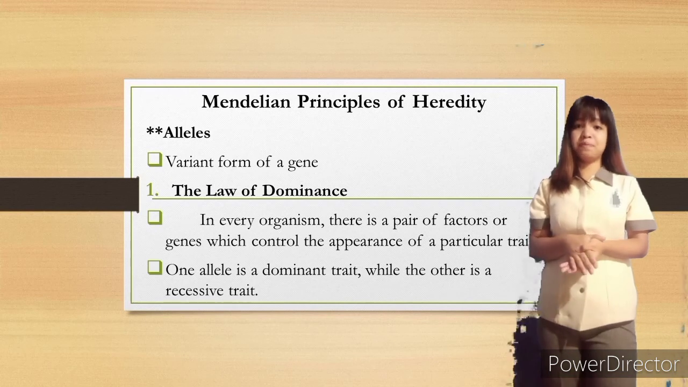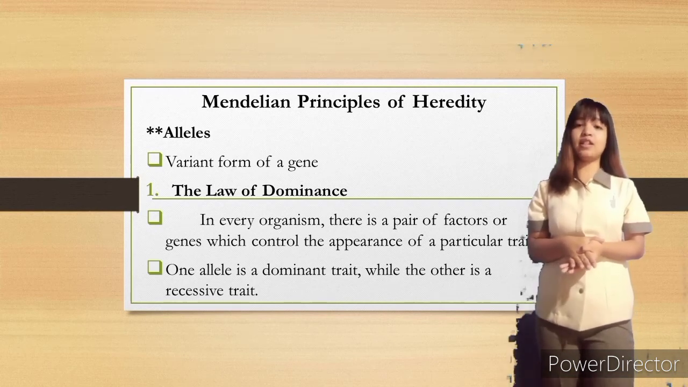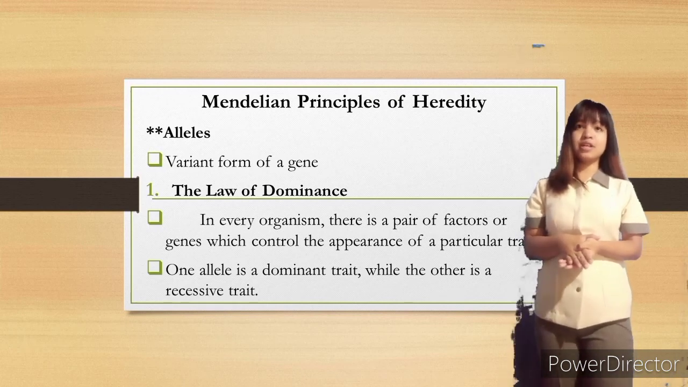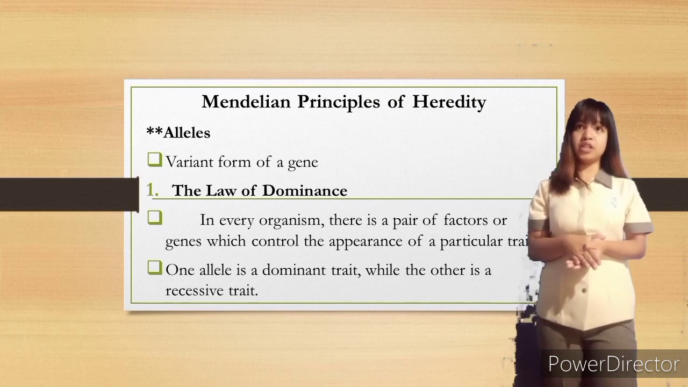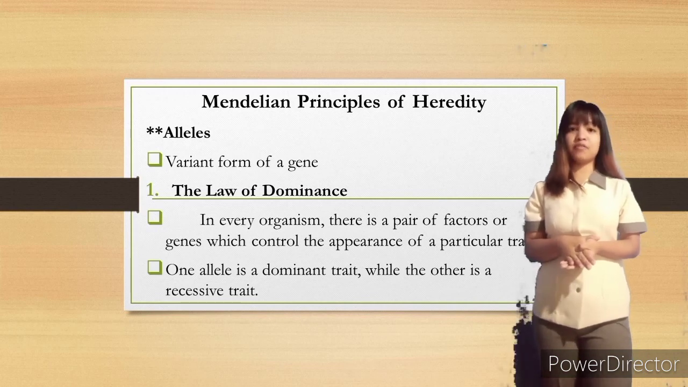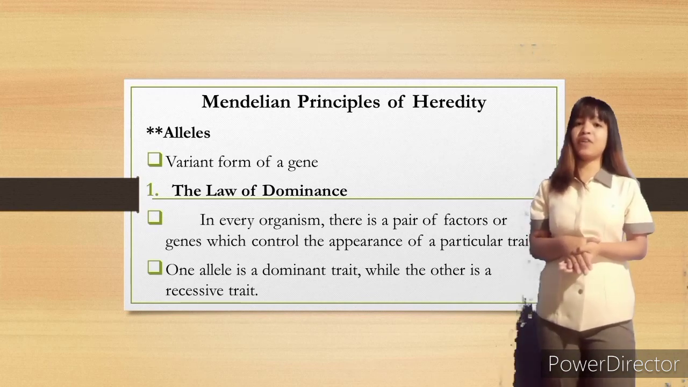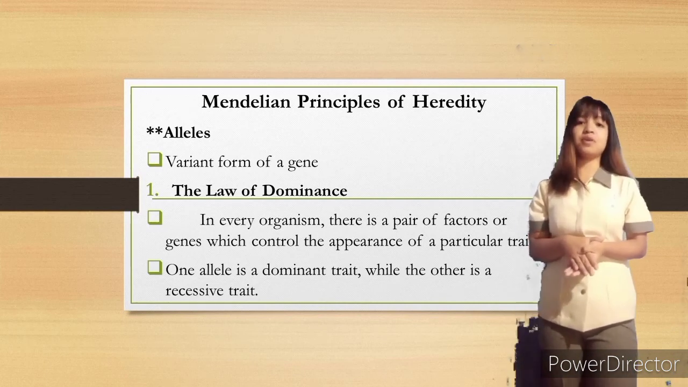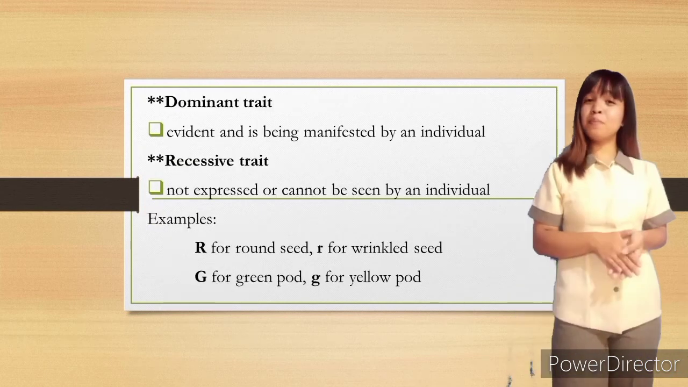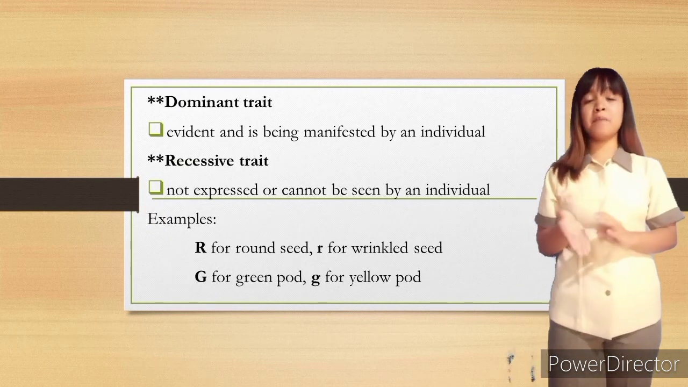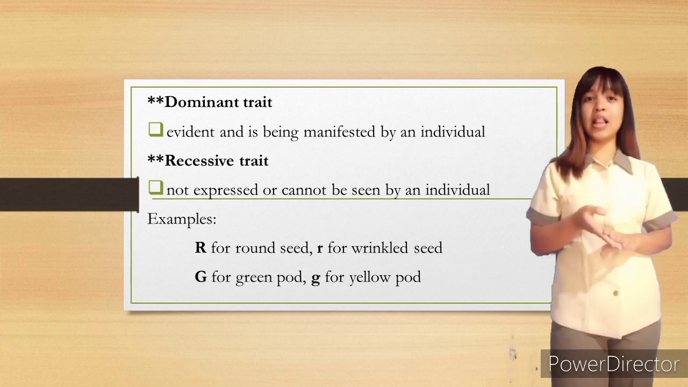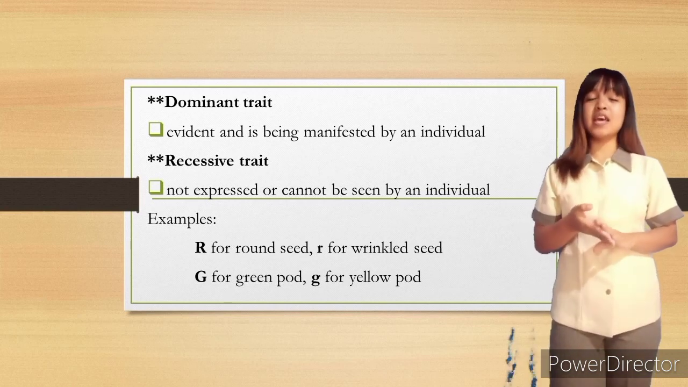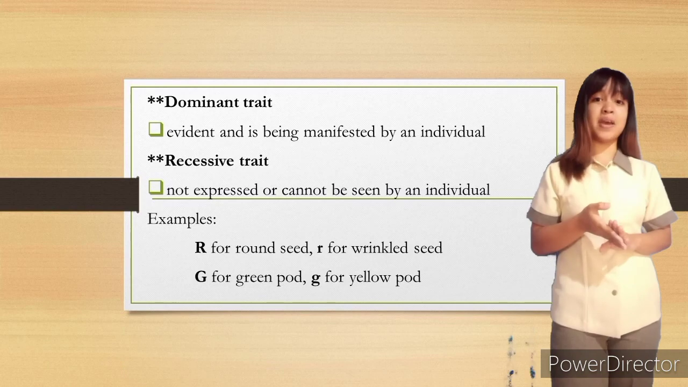The first Mendelian principle of heredity is the law of dominance. It states that in every organism, there is a pair of factors or genes which control the appearance of a particular trait. One allele may hide or prevent the appearance of the other. One allele is dominant while the other allele is a recessive trait. The dominant trait is evident and is manifested by an individual, while the recessive trait is not expressed and is not seen in an individual.